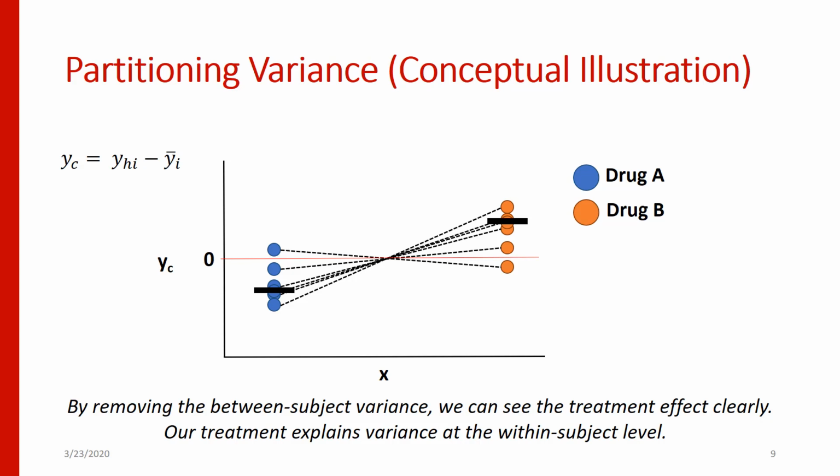Now when we draw those means on there, with that between subjects variance removed, we can see the treatment effect more clearly, and it's larger relative to the amount of variation in the data. So we can see the within subject treatment effect now, because we've removed the between subjects variance from our data. By removing that, all we're left with is the within subjects variance, and out of that total within subject variance, we can say how much of it is explained by which drug you took.